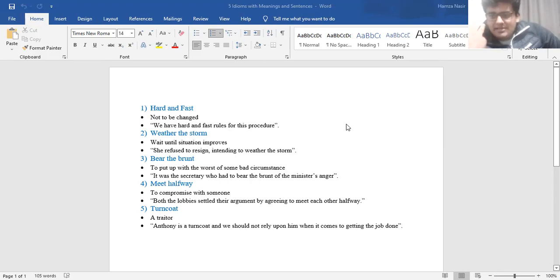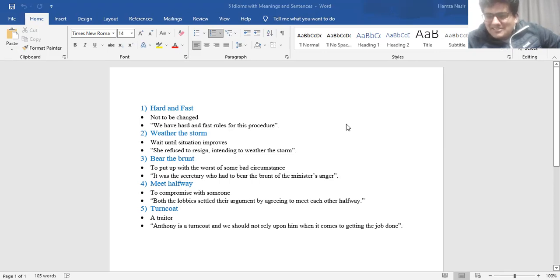Third idiom for today is to bear the brunt. To bear the brunt means to absorb something, to assimilate something, to put up with something, to cope with something. In this case, to bear the brunt means to put up with the worst of some bad circumstance. I repeat, to put up with the worst of some bad circumstance. It was the secretary who had to bear the brunt of the minister's anger.